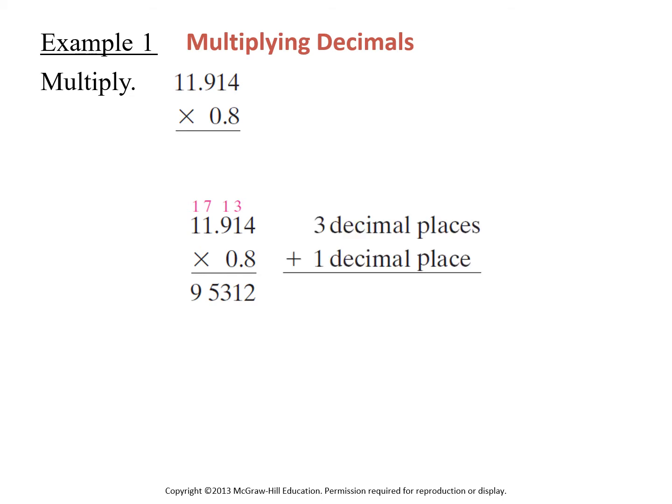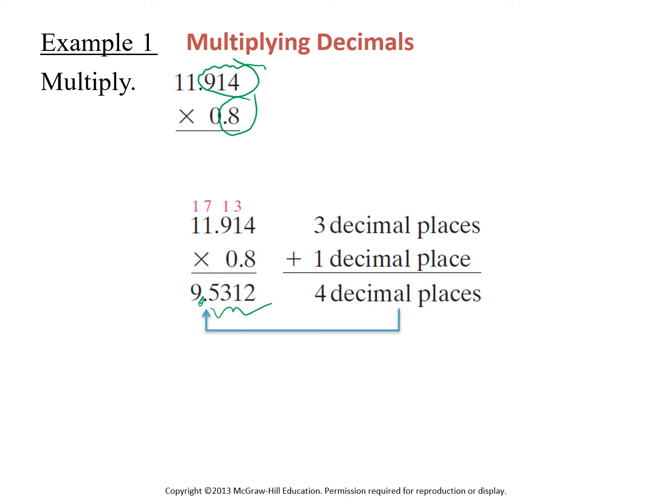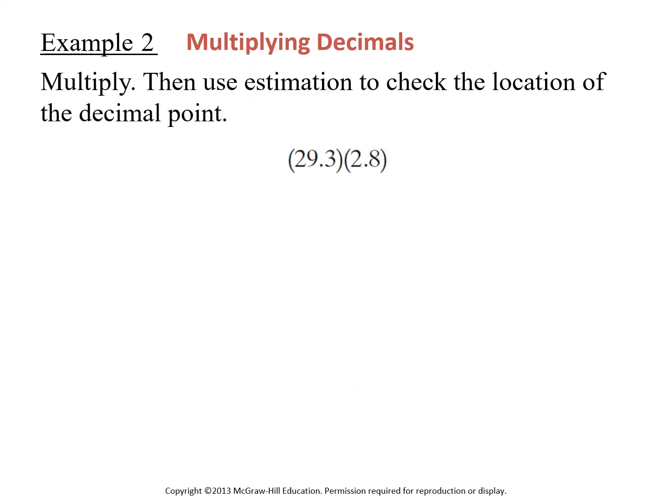So in the first factor, we have 3 decimal places. In the second factor, we have 1. So in our product, we place the decimal point so that we have 4 decimal places to the right of the decimal. So our product is 9 and 5,312 10,000ths.